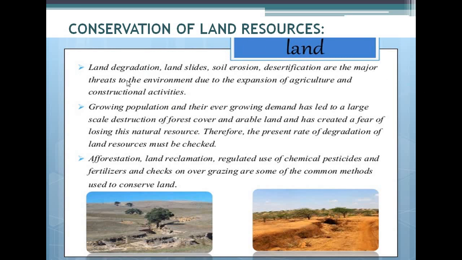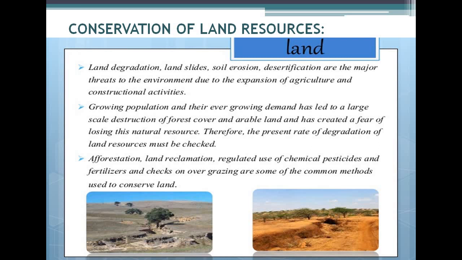Then we have conservation of land resources. Land degradation, landslides, soil erosion, desertification are the major threats to the environment due to the expansion of agriculture and construction activities. Land degradation means what? The condition or process of degrading the land or being degraded.